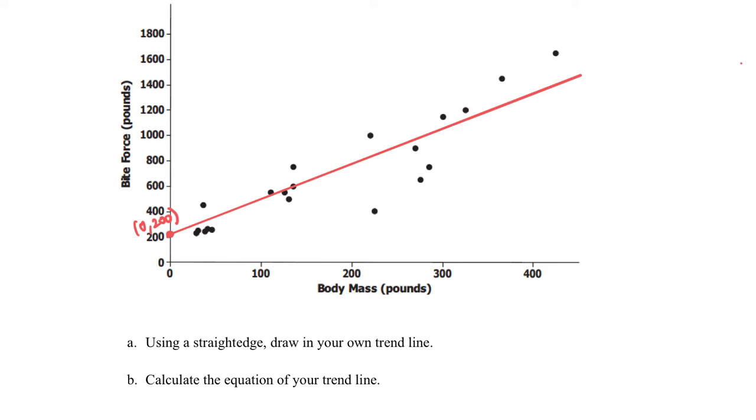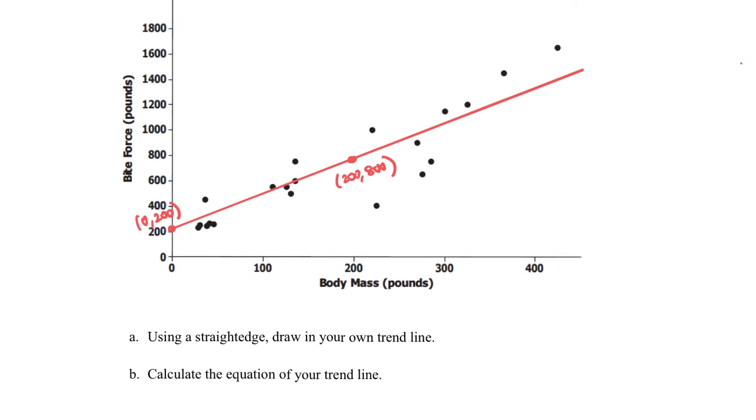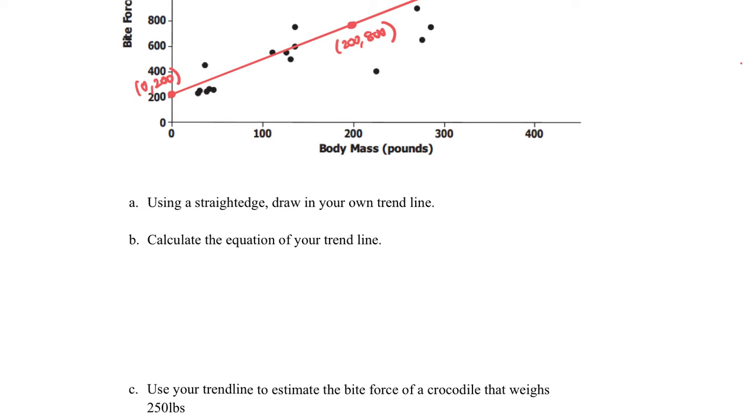You don't have to pick points that are on the scatter plot. In fact, you shouldn't pick points that are on the scatter plot unless those points are directly on your trend line. We're trying to calculate the equation of the trend line, so you need to pick points that are on that line. So it looks like I have a point right about here. Let's see. This point right here is on my line, and that looks like it might be 200, 800. Again, that's an approximation.